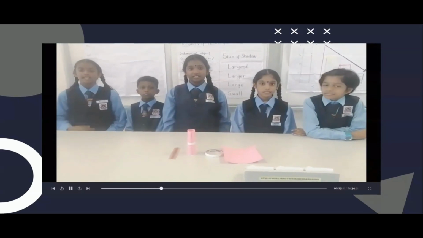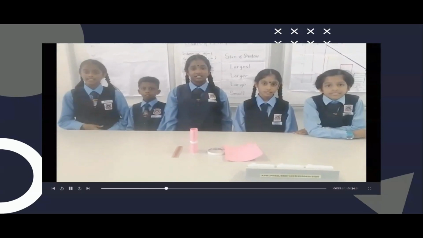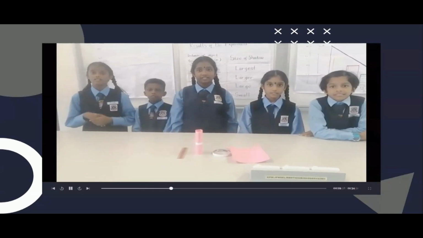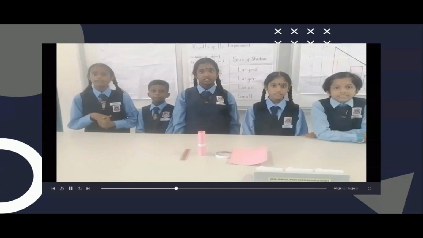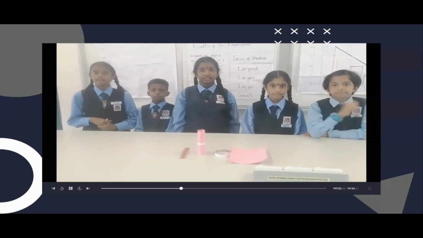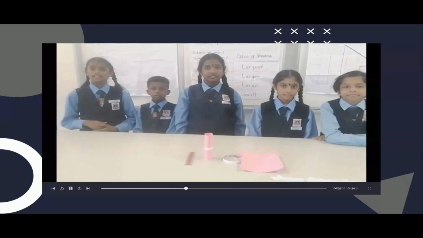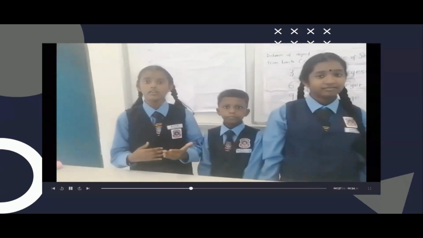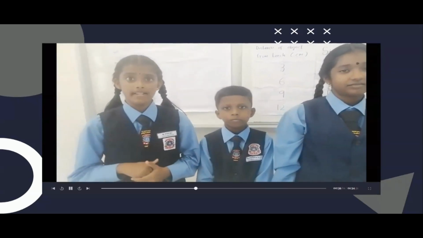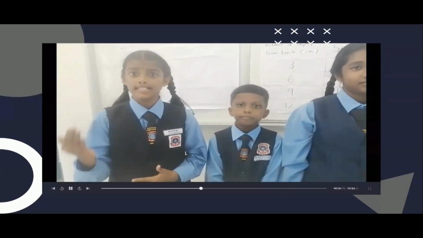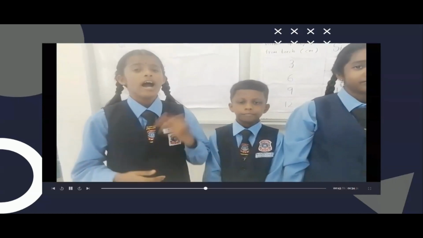One experiment. The title of the experiment is Factors Affecting Size of Shadow. Now we are going to see the aim of the experiment: to determine the factors which affect size of shadow.